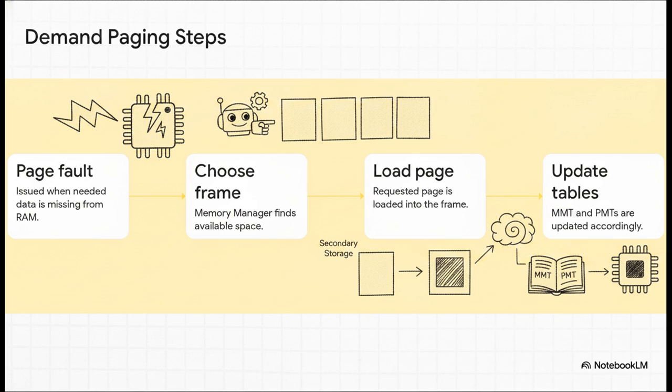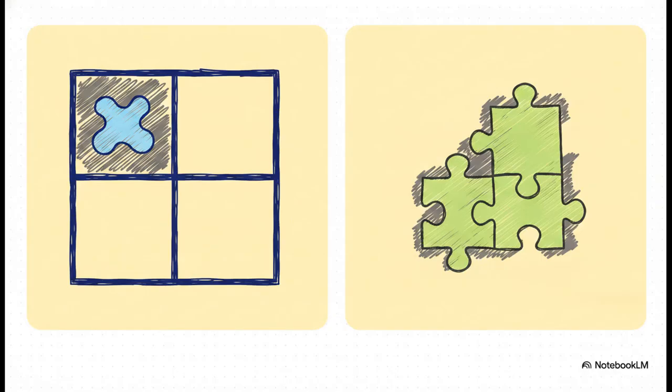And finally, Step 4, it updates the memory map table, or MMT, and the page map tables, the PMTs, so the system knows exactly where to find it next time. It is also briefly worth noting that virtual memory can be implemented using two totally different approaches: paging, which we just walked through, and segmentation.